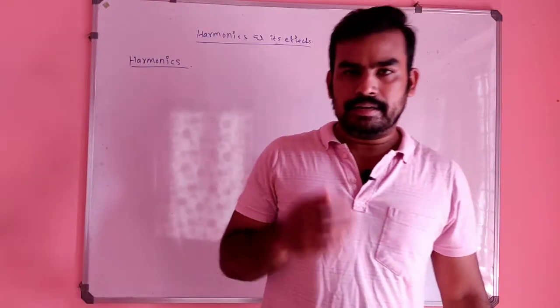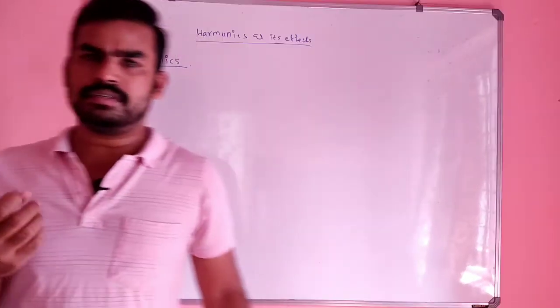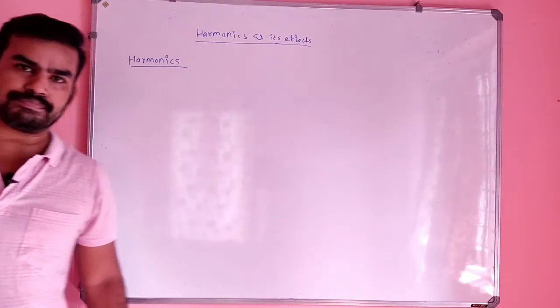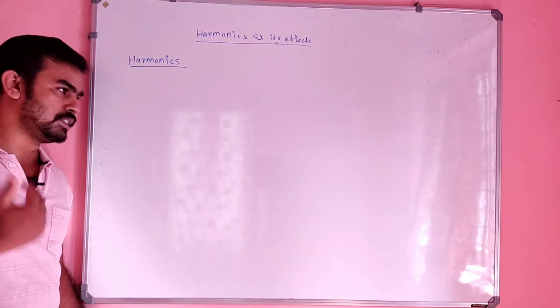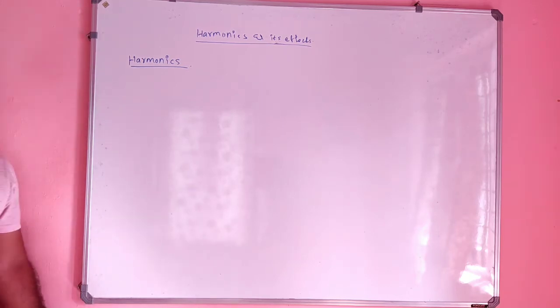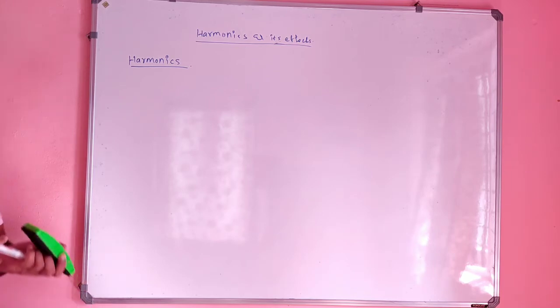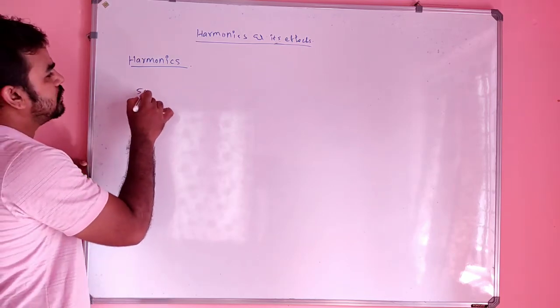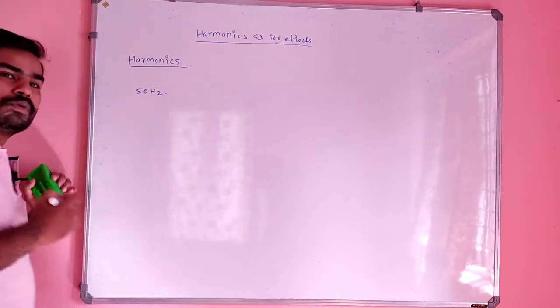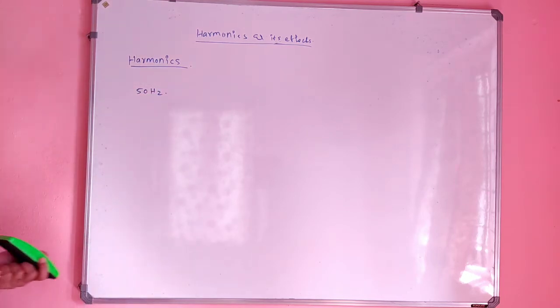In an AC generator, I think you have an idea about what an AC generator is. A synchronous generator. In a synchronous generator, normally we design the alternator to give a particular output frequency. Say the output voltage frequency is 50 Hertz.